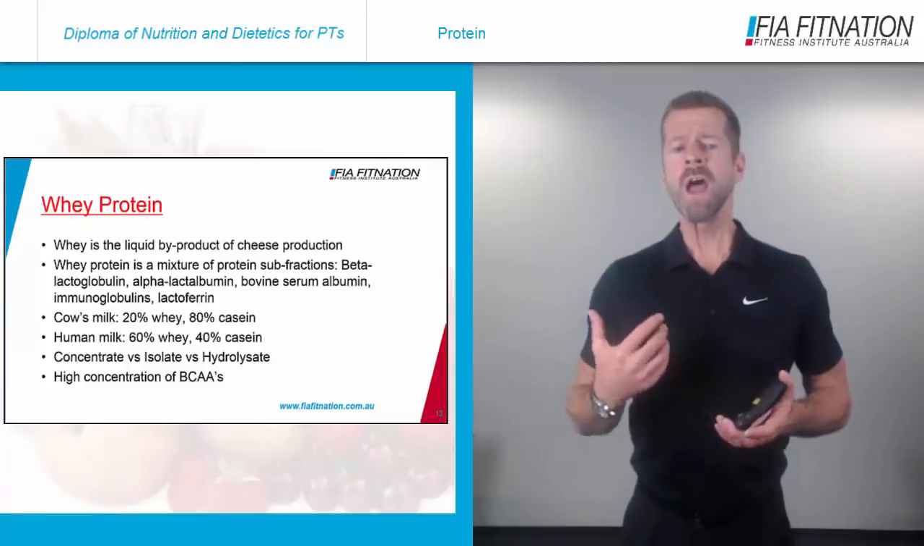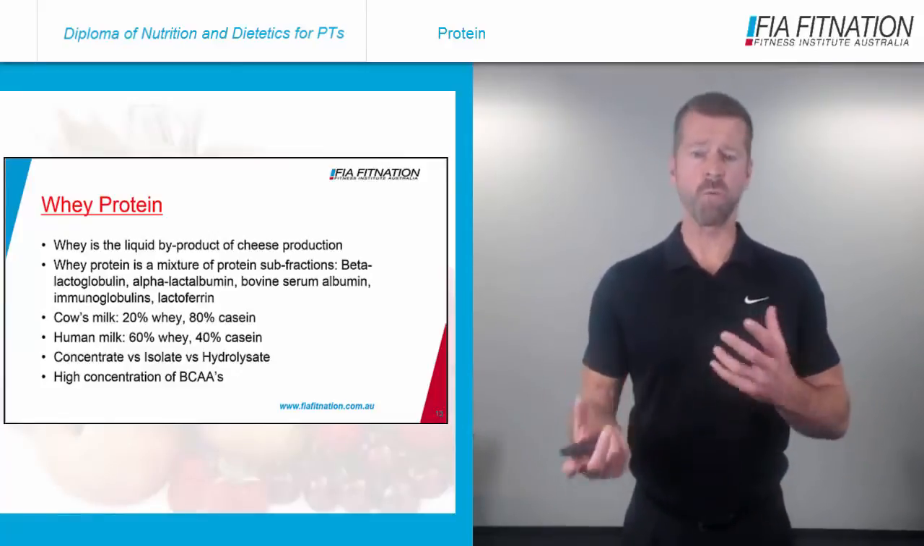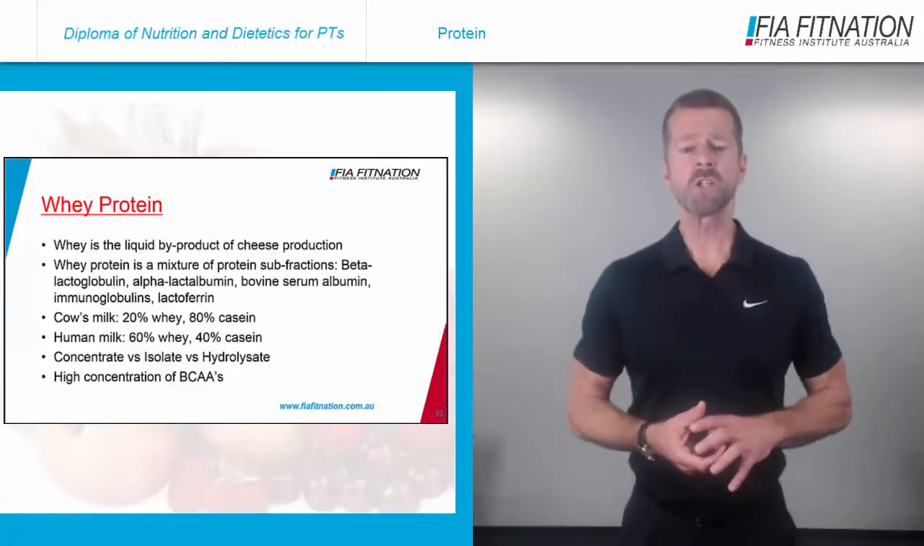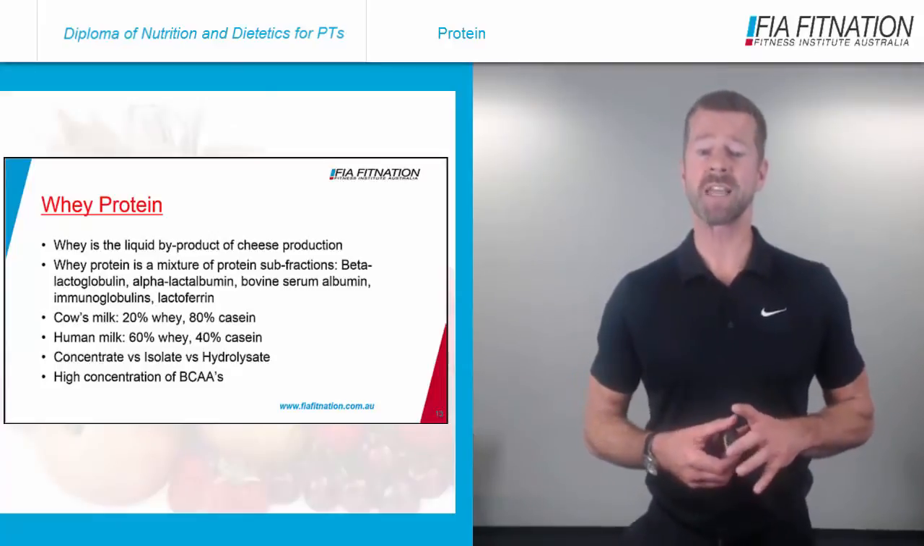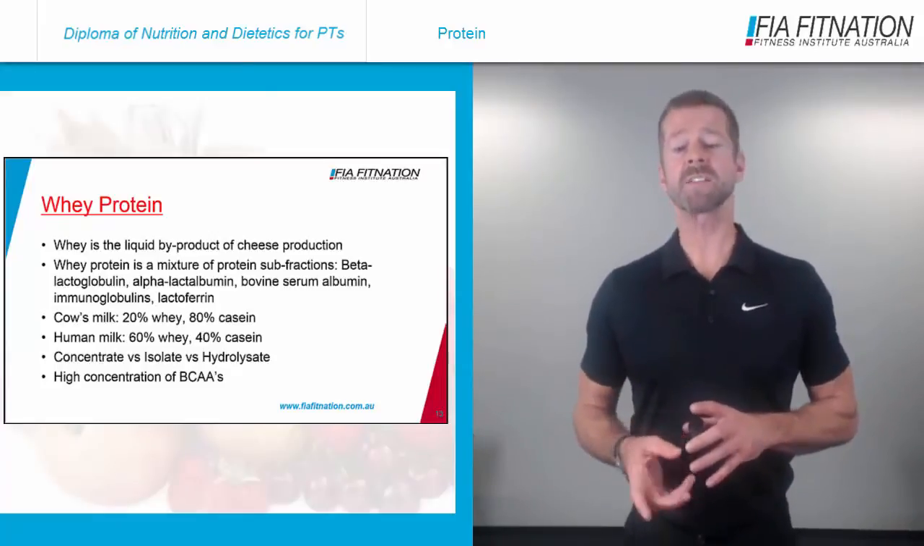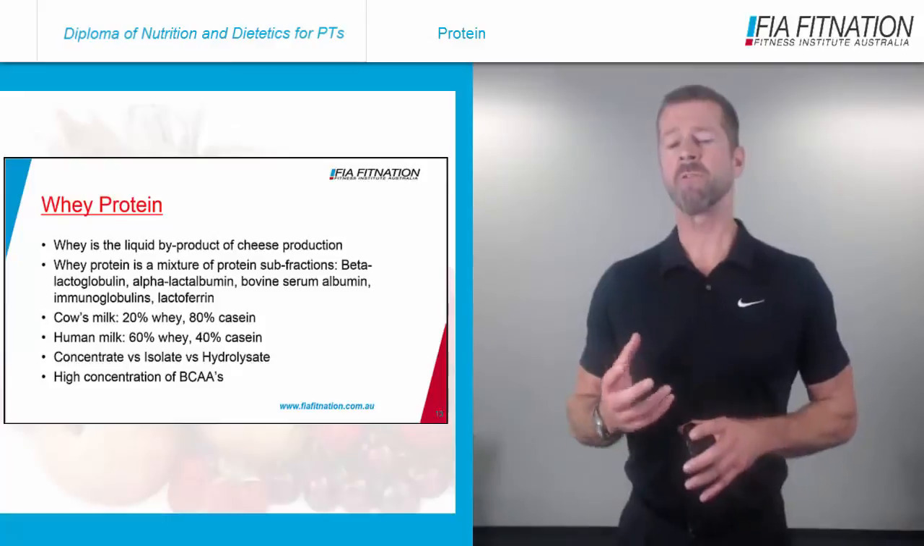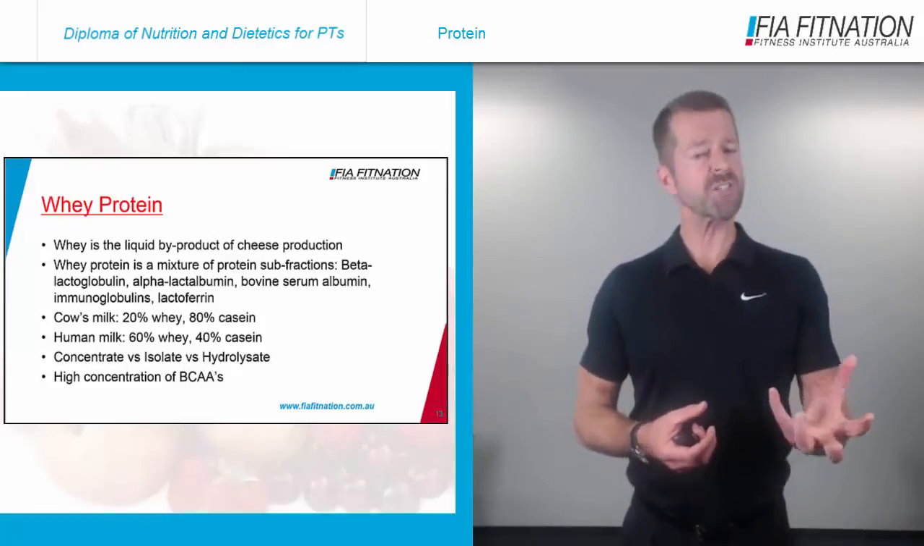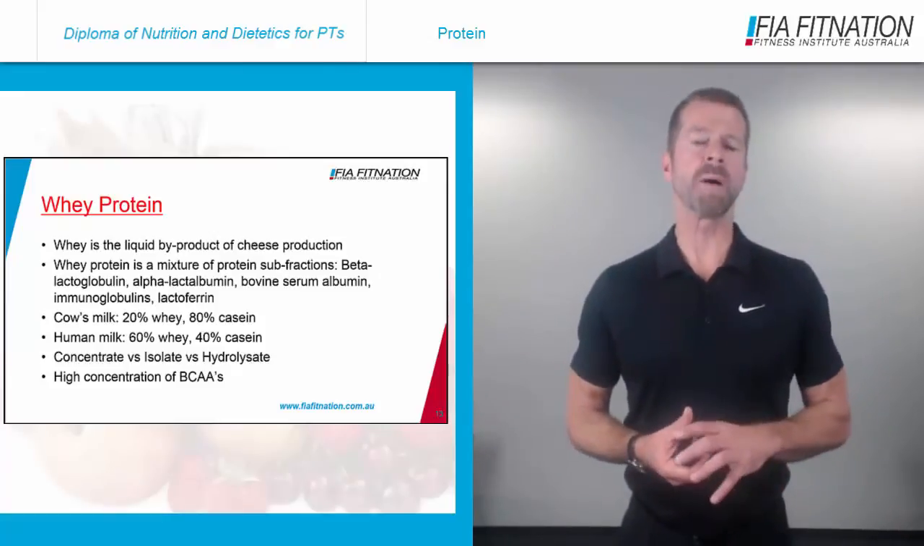So, cow's milk, if we look at the content of whey and casein, has about 20% whey and about 80% casein. Human milk, on the other hand, has about 60% whey and 40% casein. So human milk is actually a lot more liquid by nature.